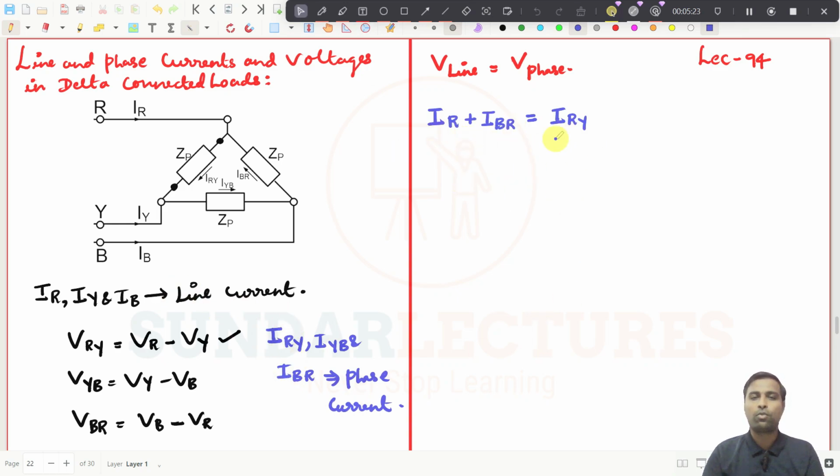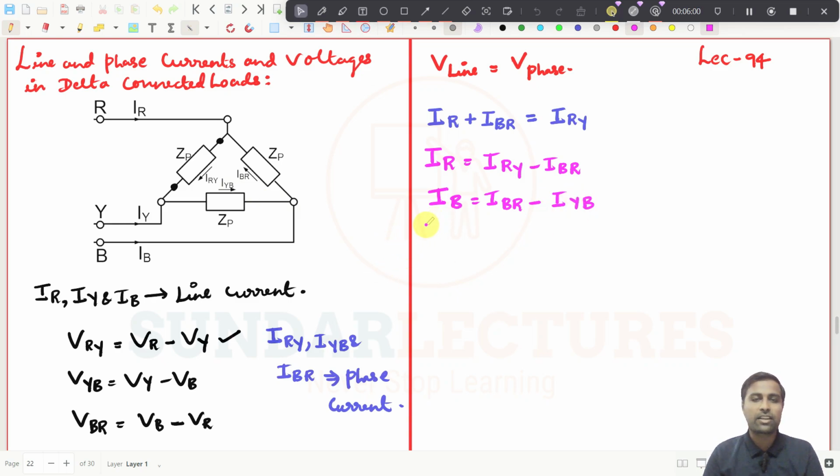See, this is the expression. Now if I want to find the value of IR, it should be equal to IRY minus IBR, right? Can you understand? And if you apply KCL here, I will directly write it anyhow. IB is coming in, IYB is coming in, and IBR is only going away. So you will get IB equal to what is going away, IBR, and then what is coming in, IYB, right?